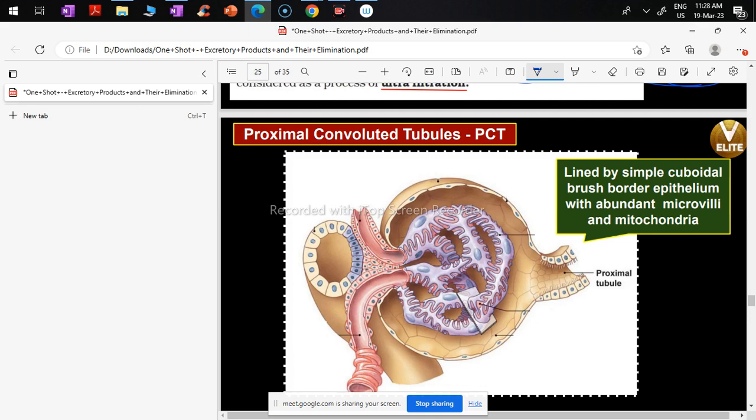Actually, this is also given in the 19.3 heading of NCERT, first point, PCT. PCT is lined by simple cuboidal brush border epithelium, which increases the surface area for reabsorption, because microvilli are present here. These microvilli help in reabsorption. That's why 70 to 80% of electrolytes and water are reabsorbed by the PCT only.